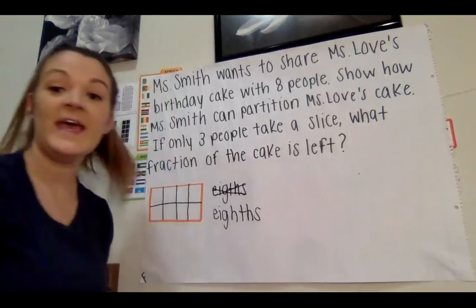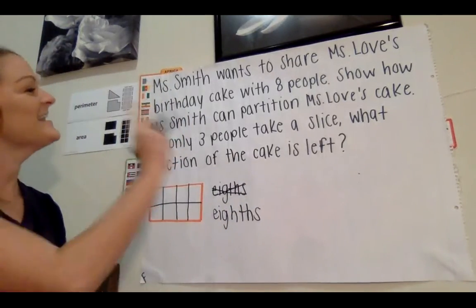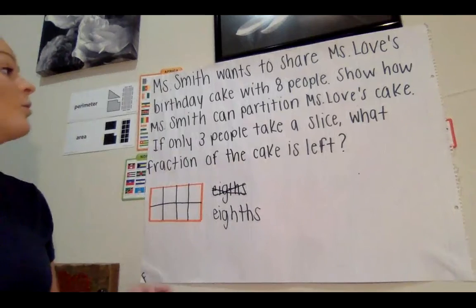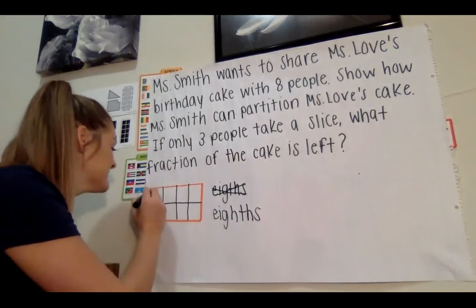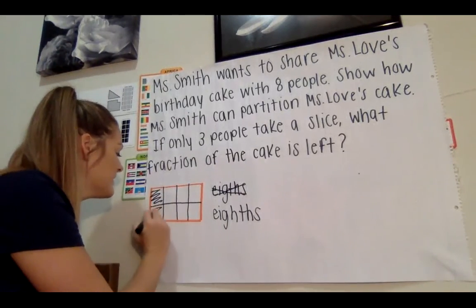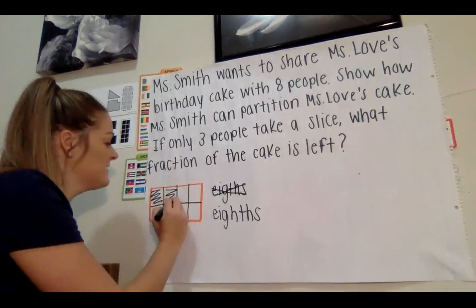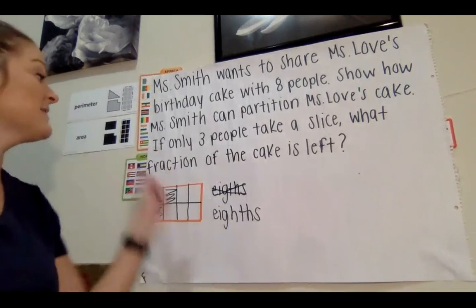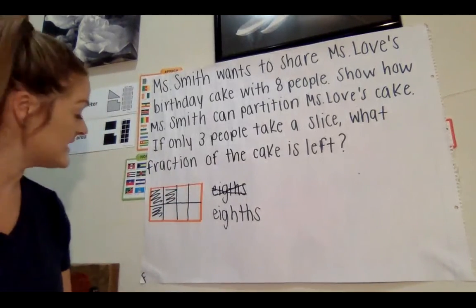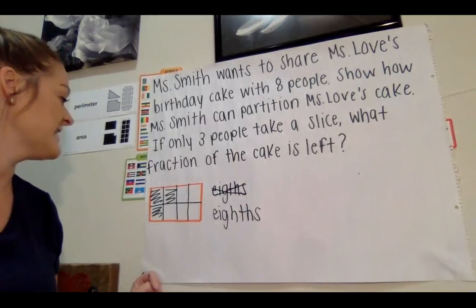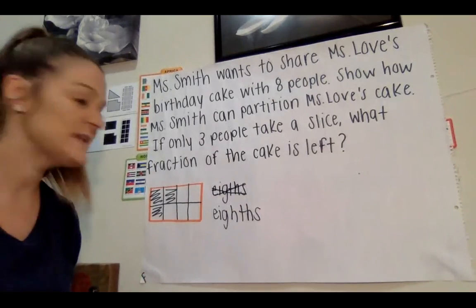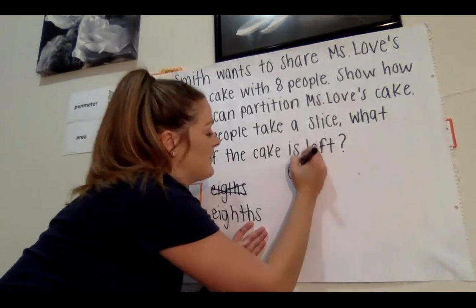There we go, eighths. Now, if only 3 people take a slice, I'm going to go ahead and shade that. Now, it doesn't say what fraction of the cake did people eat. It says what fraction of the cake is left. So maybe I can show this in a number bond. We draw my number bond.